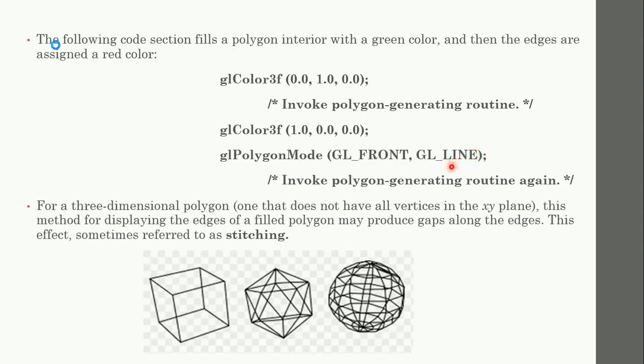But this kind of production of lines or edges may produce certain gaps along the edges. There may be certain gaps that are produced in the edges. This effect we call stitching. To avoid this effect, we have one more method of writing the program. Let us see that.